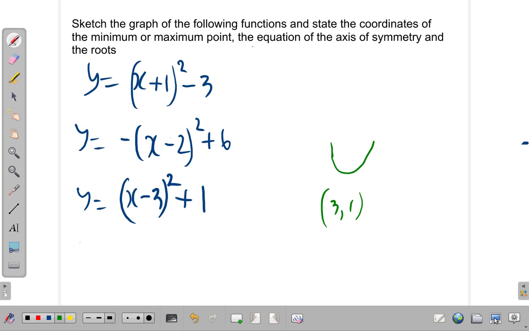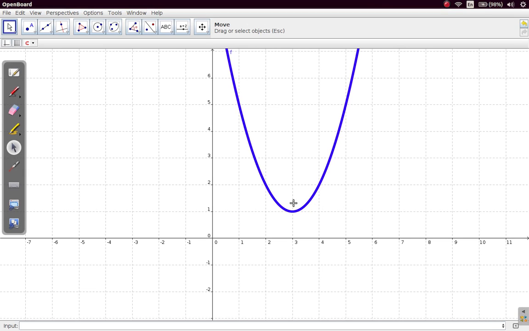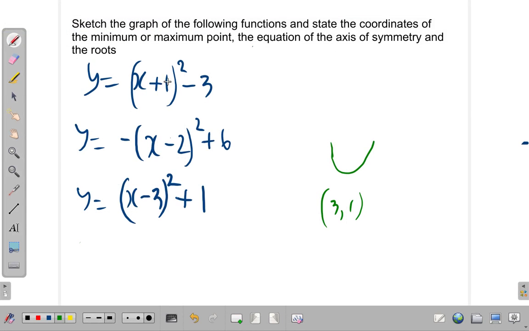It has a minimum point. It has no roots. Right? It has no roots. By the way, where is it going to cut the y-axis? You can't see it from here, but let's determine that.